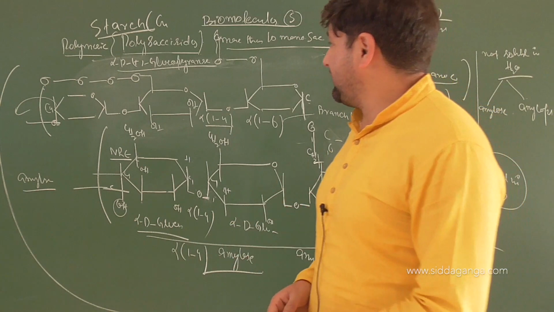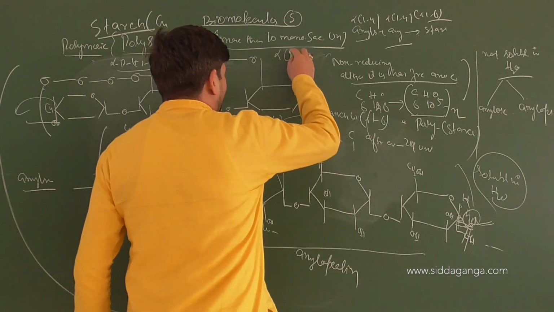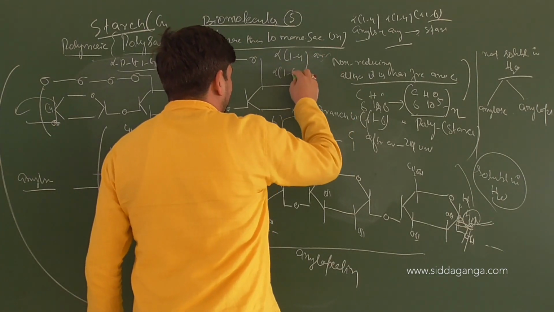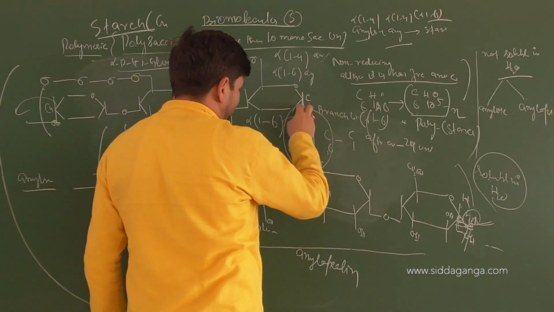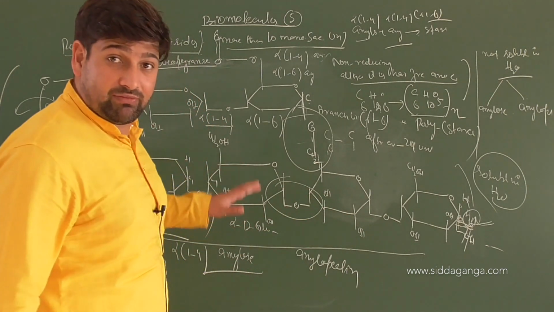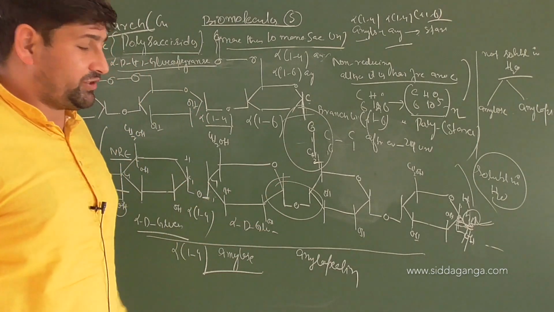So structure-wise, what are the links in the starch molecule? I will write it down. Links are alpha 1,4 in amylose, and alpha 1,6 in amylopectin. Where the branch originates, it is alpha 1,6, and in the linear amylose chain, it's alpha 1,4. You need to keep a very close sight on these concepts to understand it. Did you get it or not?